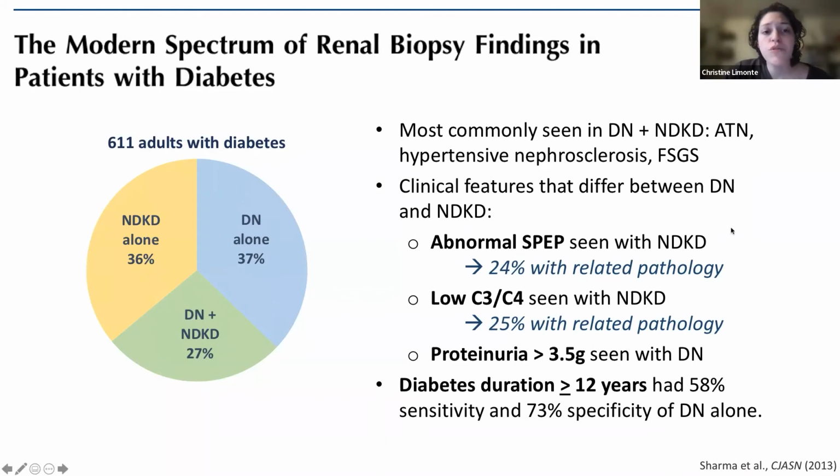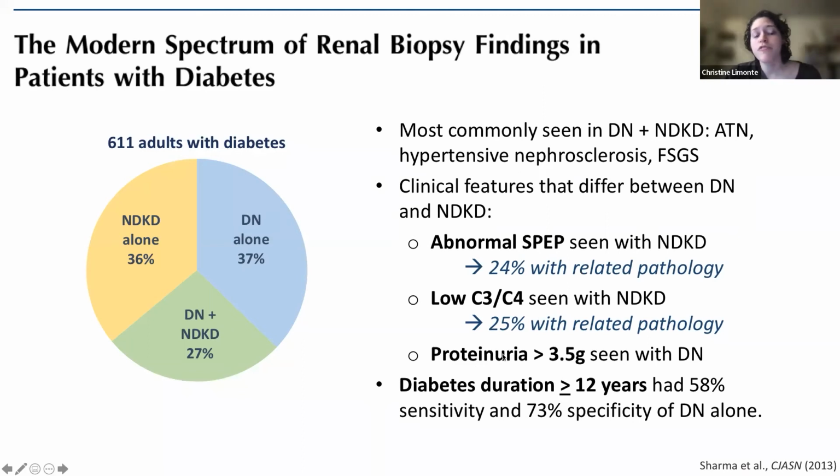And there were a few clinical features that differed between the diabetic nephropathy and non-diabetic kidney disease groups. Abnormal SPEPs and low C3 and C4 were seen more with non-diabetic kidney disease. But interestingly, only a quarter of people with these abnormal tests had pathology related to these findings.